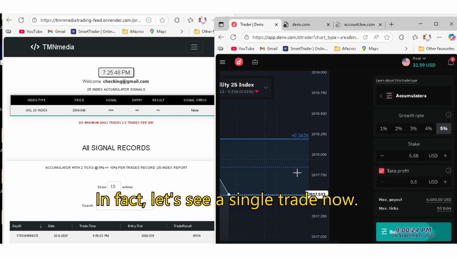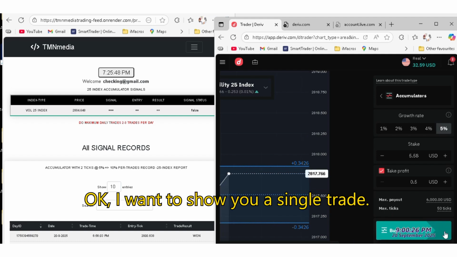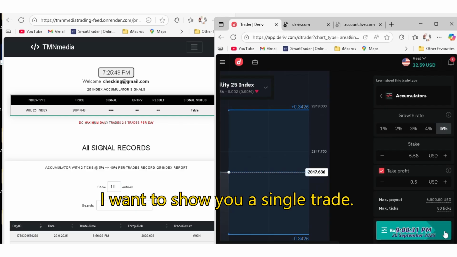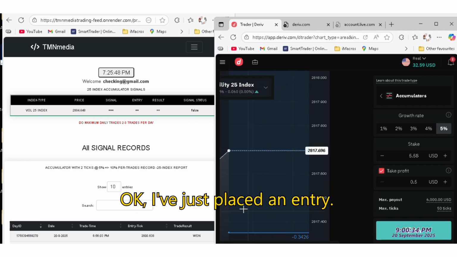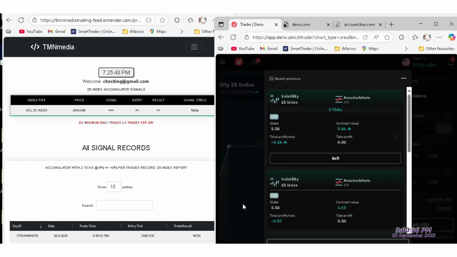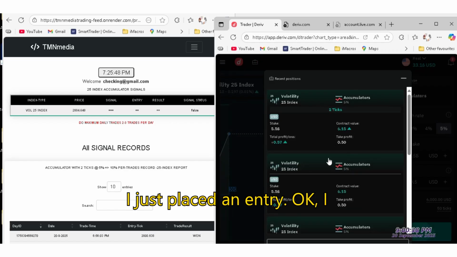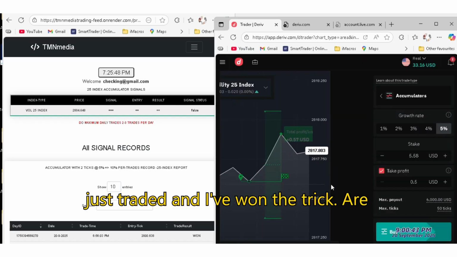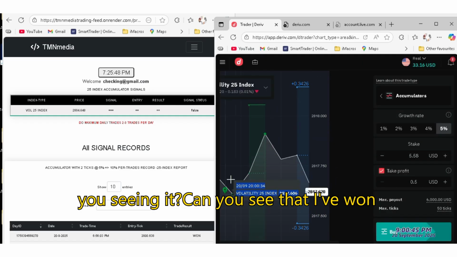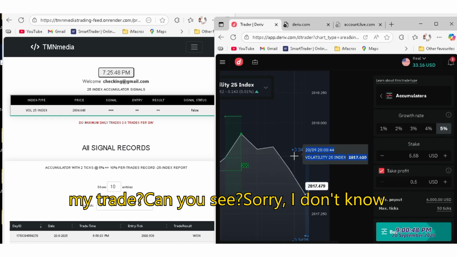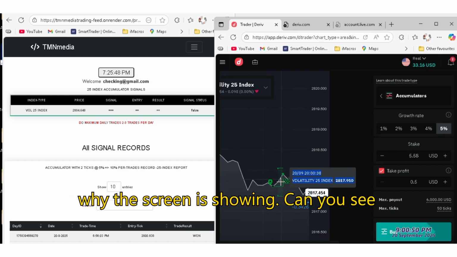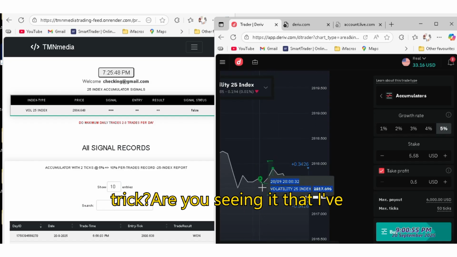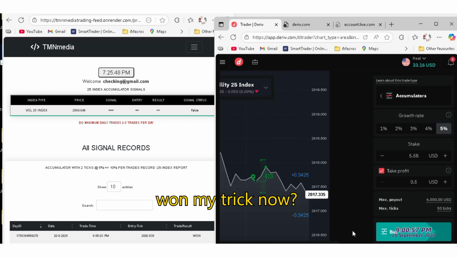in fact, let's see a single trade now. I want to show you a single trade. Okay, I just placed an entry. Okay, I just traded and I've won the trade. Are you seeing it? Can you see that I've won my trade? Sorry, I don't know why the screen is showing like that. Can you see I've won my trade?